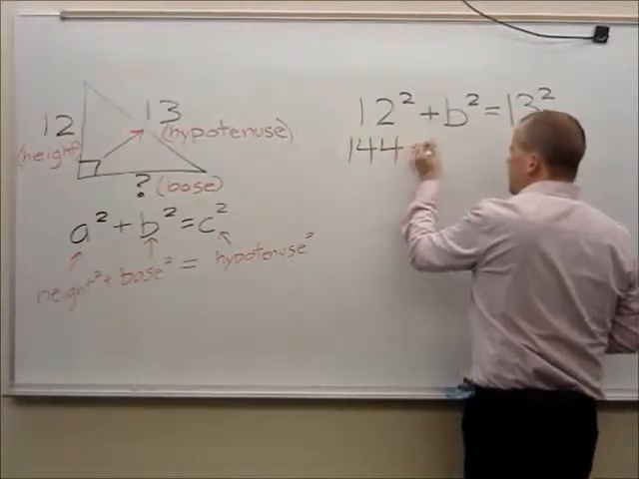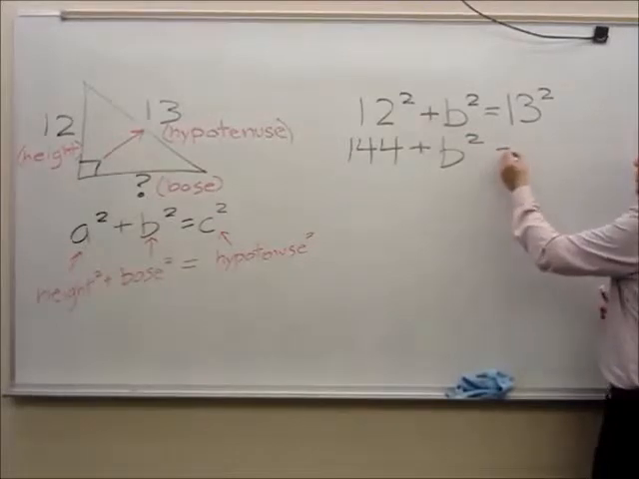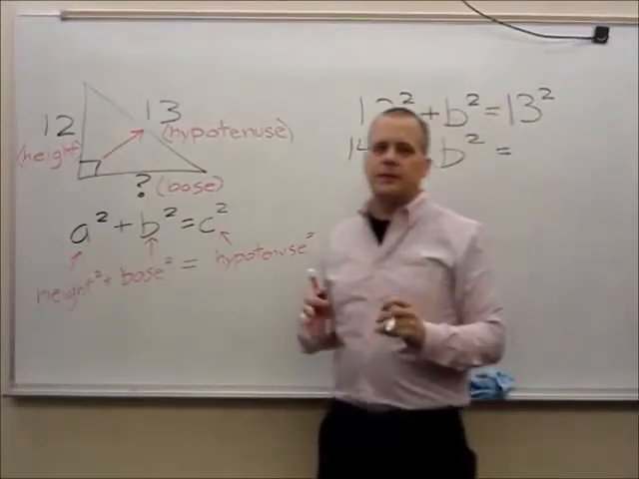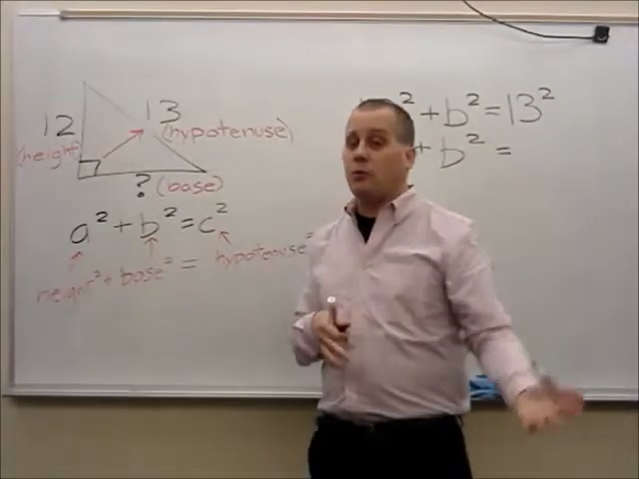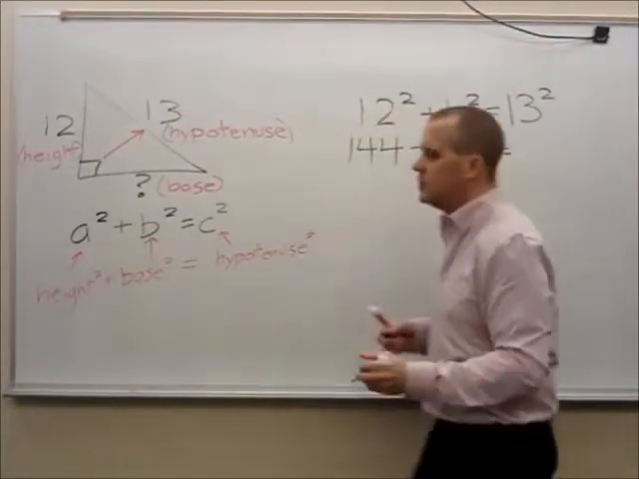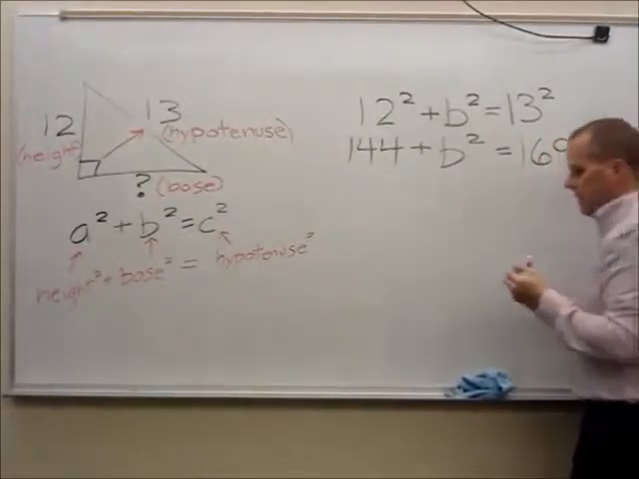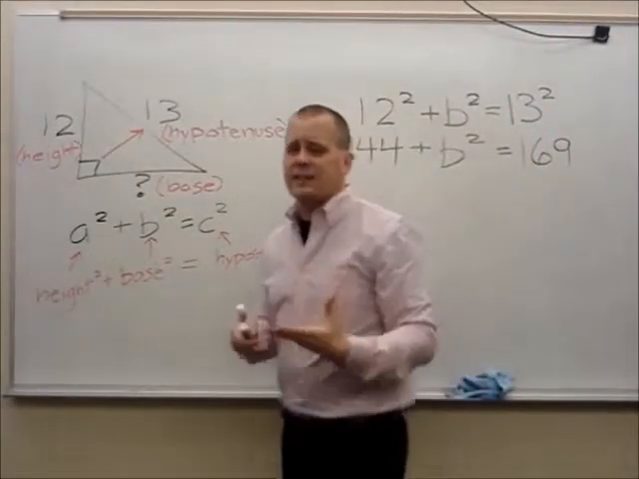I don't know what b is yet. So I'm just going to leave it as base squared. 13 times 13. So I've got 13. I've got to multiply it again. I've got two sets of 13. 13 times 13 is 169. Now, I want to isolate the variable.